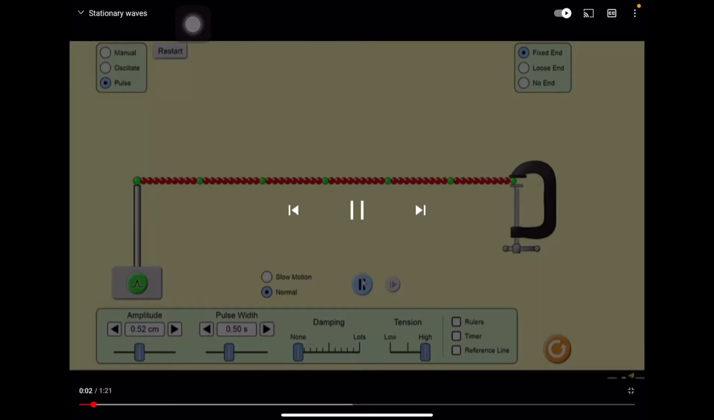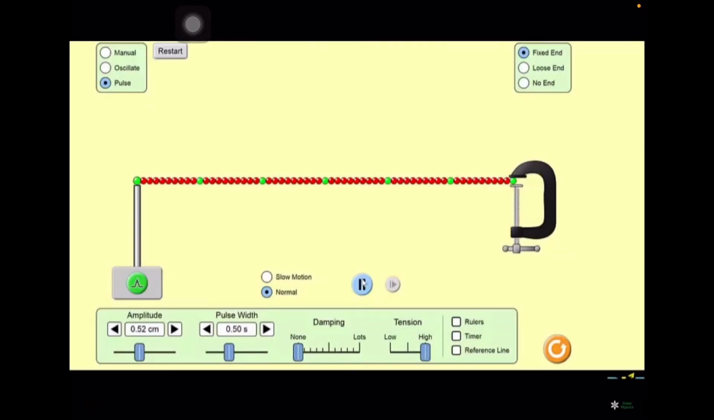In this video, I'll be introducing standing waves. Let's begin with the simulation of a string that is fixed at two ends. I'm going to send a single pulsed wave along the string and we'll watch as it reflects off the opposite end.